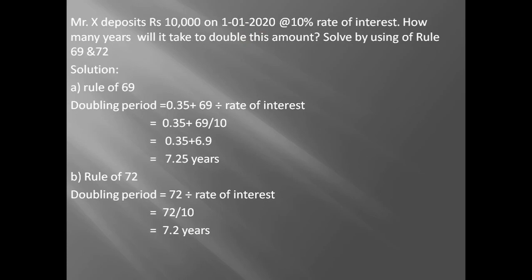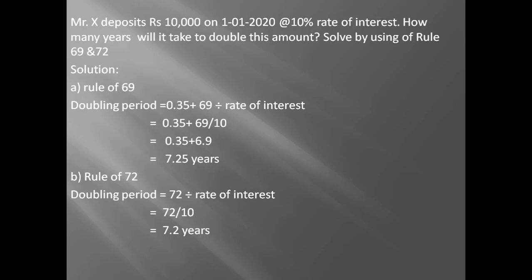Now, we will try to understand rule 72 and 69 by solving a simple sum. Mr. X deposited rupees 10,000 on 1/1/2020 at 10% rate of interest. How many years will it take to double this amount? We can solve by using the rule of 69 and 72.